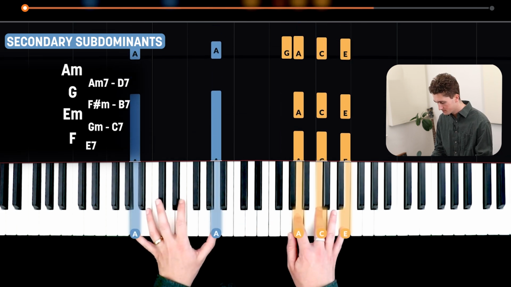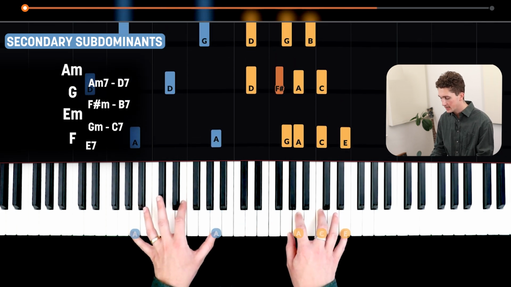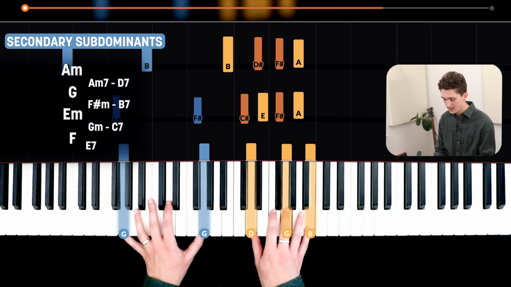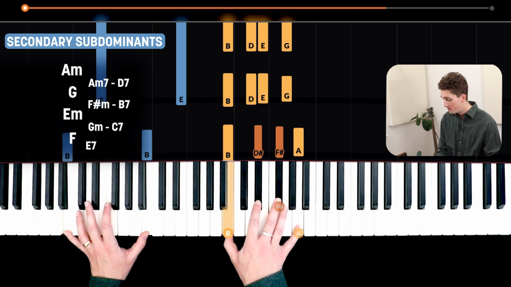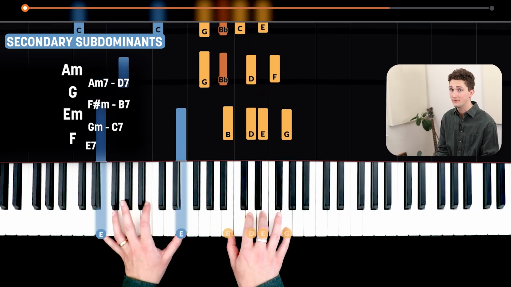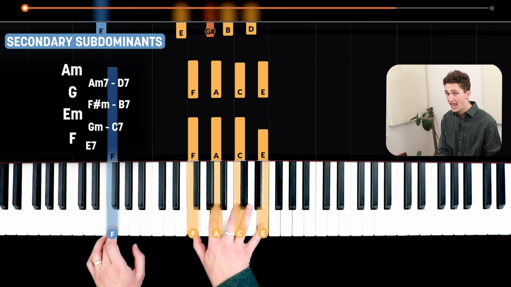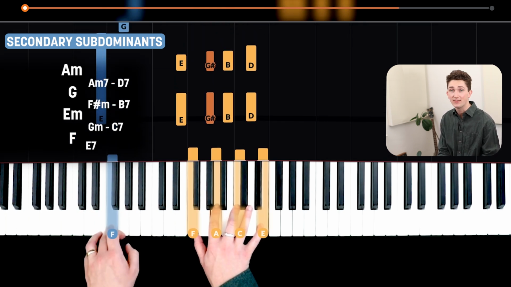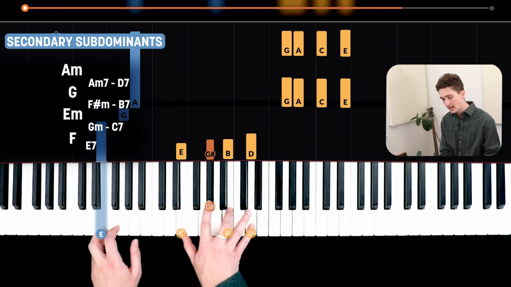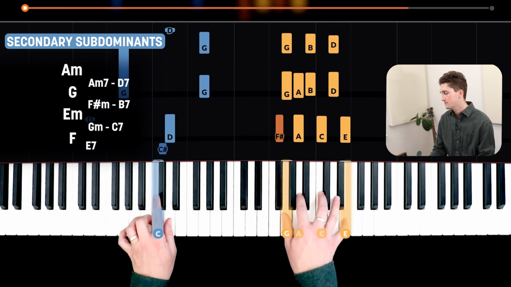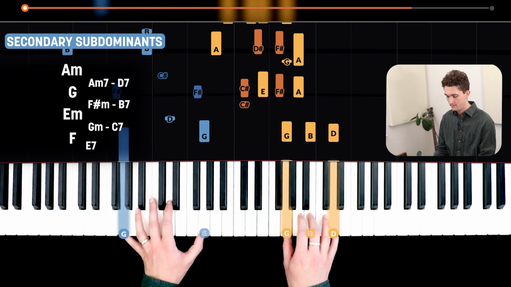A minor, A minor 7, D7, G, F sharp minor 7, B7, E minor 7, G minor 7, C7, F major 7, and then E7, and that pulls us back to the beginning again.